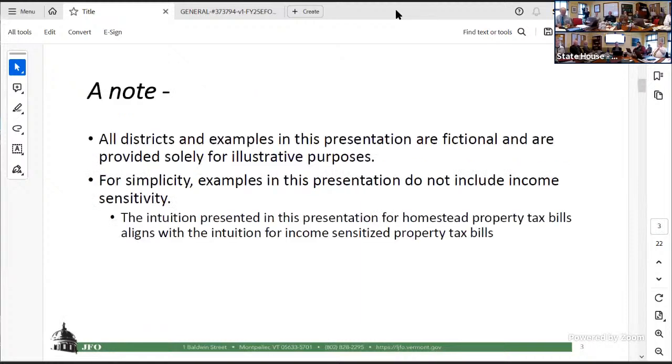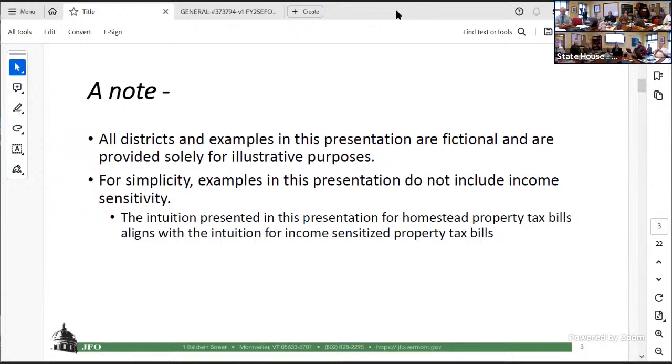Before diving in, I have to lead with the usual caveats. All of the examples presented today, both the homestead and non-homestead examples and the districts, are fictional, provided solely for illustrative purposes. I tried to pick round numbers to help get a sense of scale, but they do not correspond with anything that's going to happen and do not correspond with specific districts.